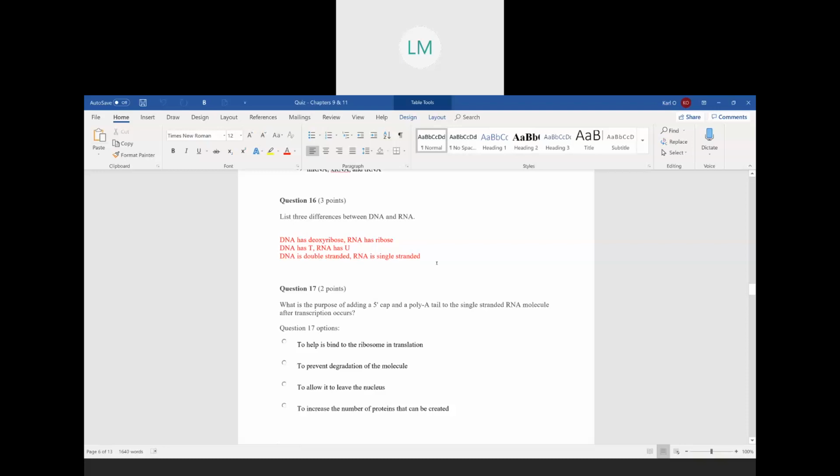You could have also talked about what DNA and RNA do and the fact that those are different. Their functions in the cell are different. But as long as you listed three differences, then you got full credit there.